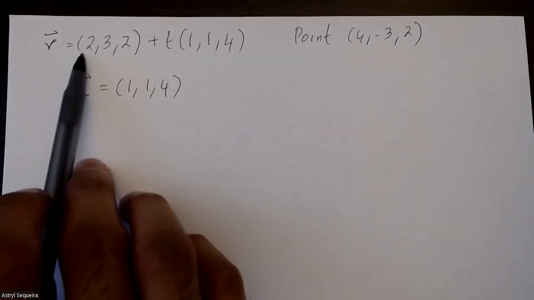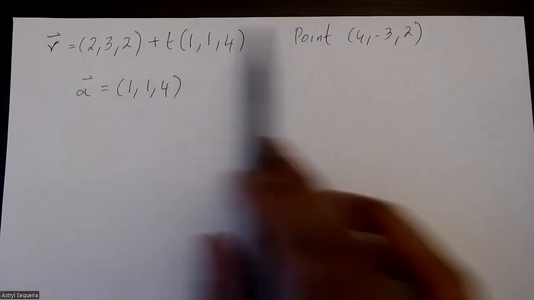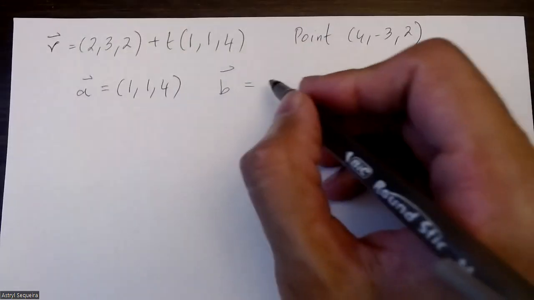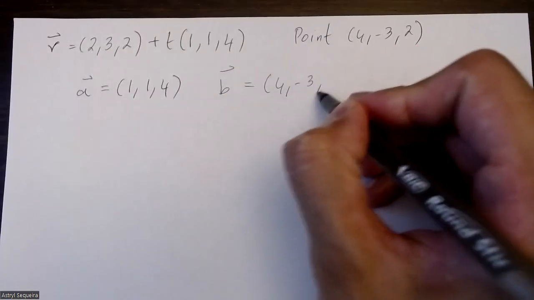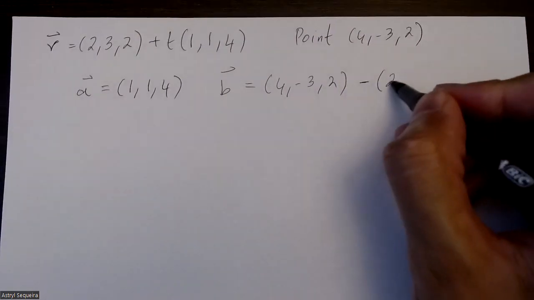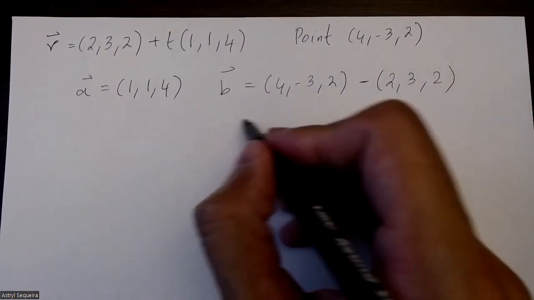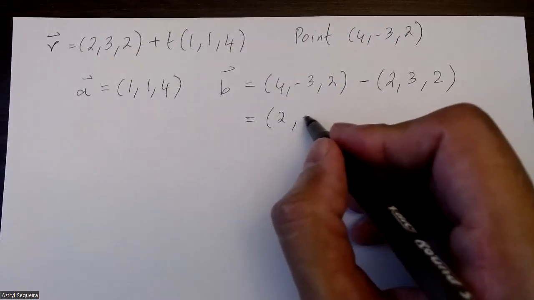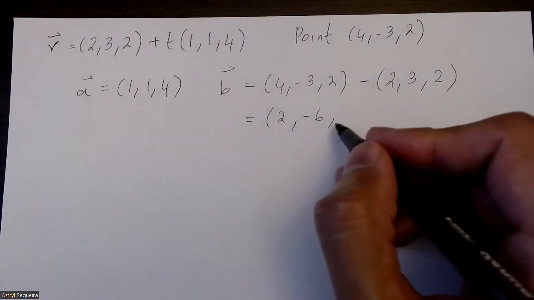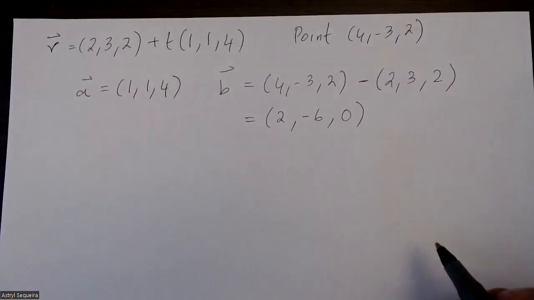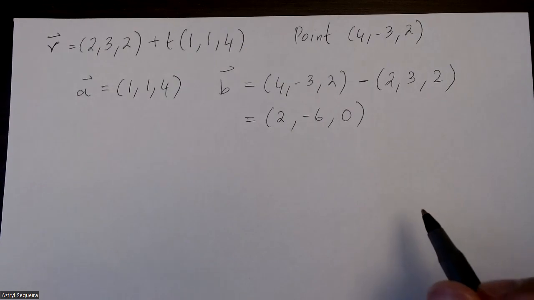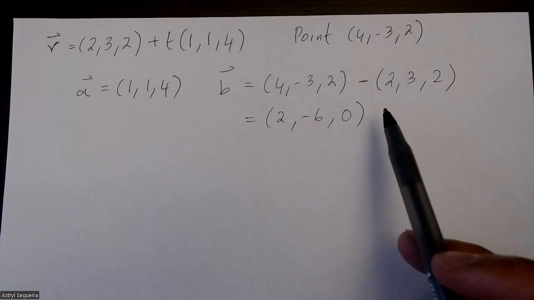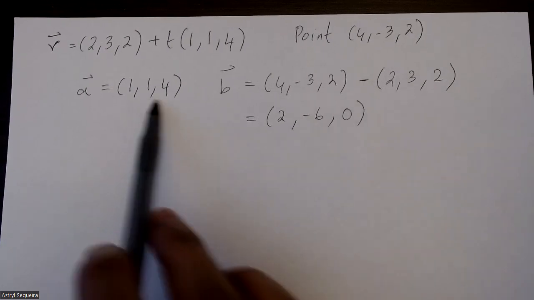And then for the second vector, I'm going to use these 2 points to find my second vector. I'll just call it B. And I'm just going to subtract these 2 points to find the direction vector between them. Four minus 2 is just 2. Negative 3 minus 3 is negative 6. And 2 minus 2 is 0. So now that I have my 2 vectors, I want to basically cross multiply them to get my normal vector.